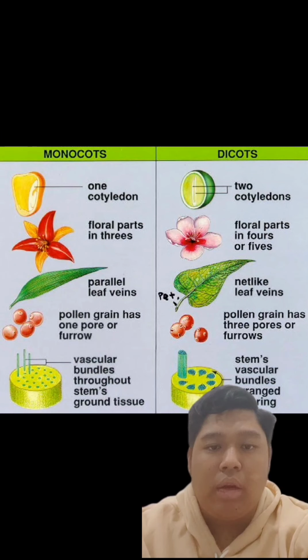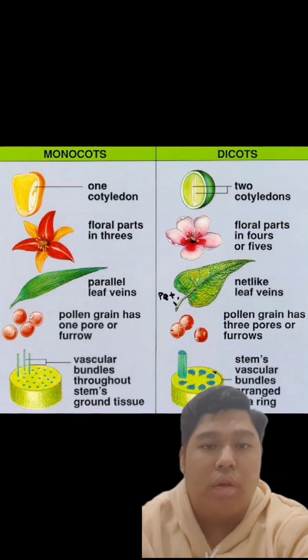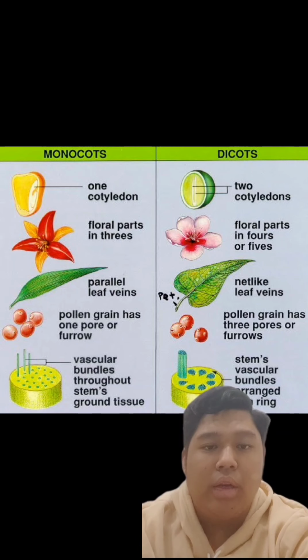Just now, I mentioned that Magnoliopsida is a dicotyledon plant. What is meant by a dicotyledon plant? First, in the seed, there are two cotyledons, but in monocotyledon plants, there is only one cotyledon in the seed. Next, the floral parts of the flower are in 4s or 5s, but in monocotyledons only 3s. For the leaf, dicotyledon plants have net-like leaf veins, but monocotyledon plants have only parallel leaf veins. In dicotyledon plants, the pollen grain has 3 pores, but in monocotyledon plants, the pollen grain only has 1 pore, also known as a furrow.